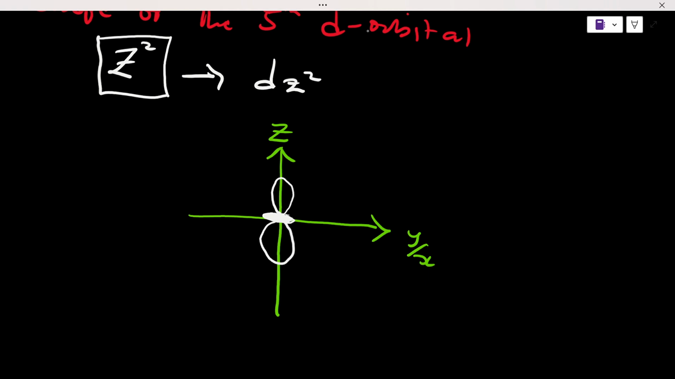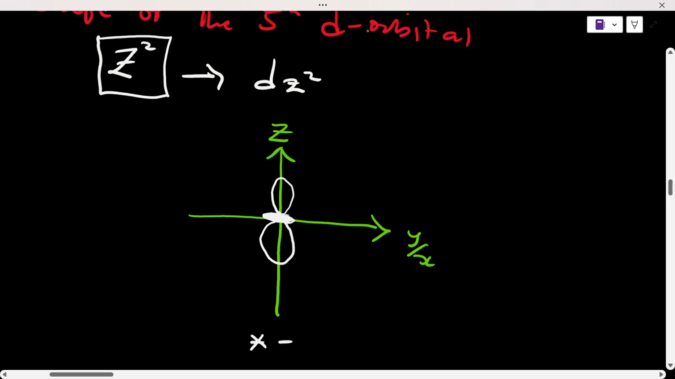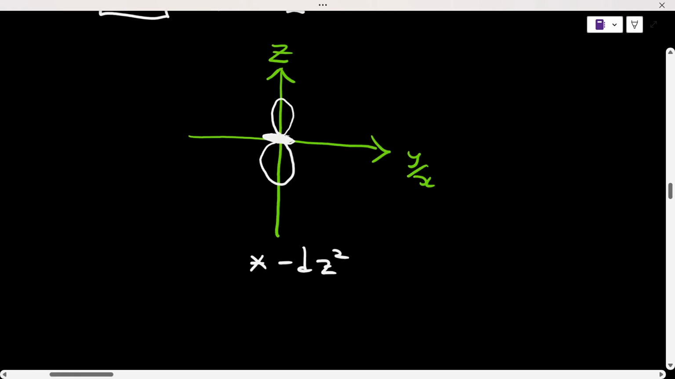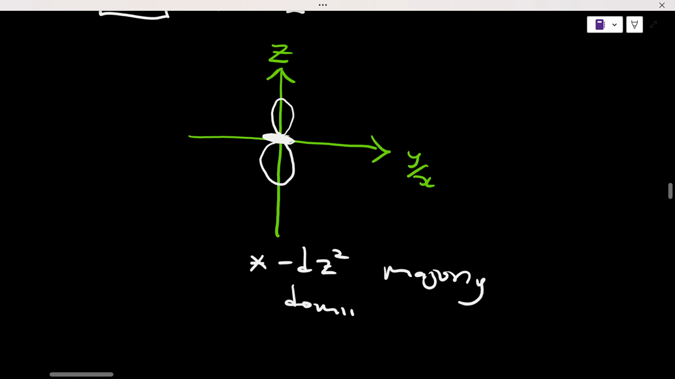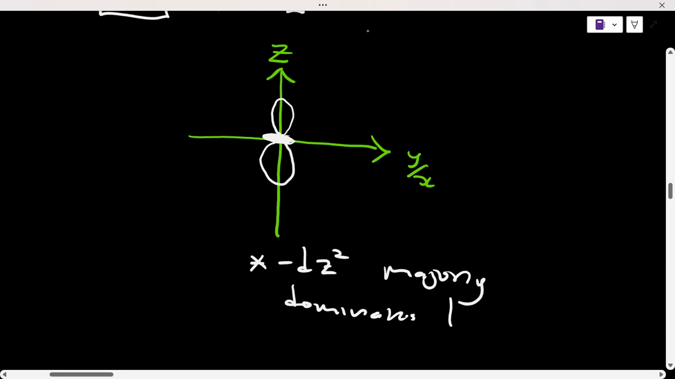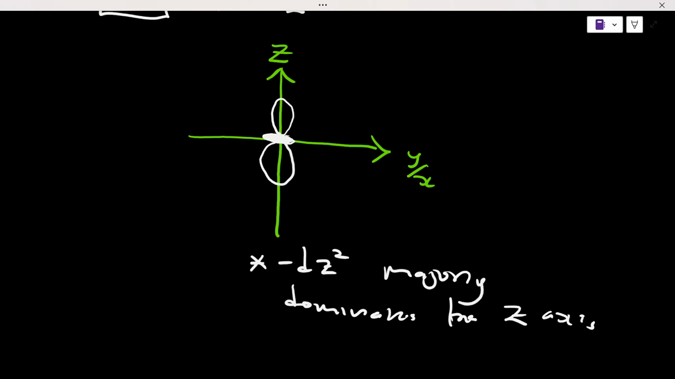So it shows that the dz squared majorly dominates the z axis. It majorly dominates the z axis.